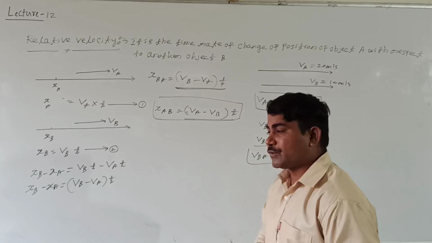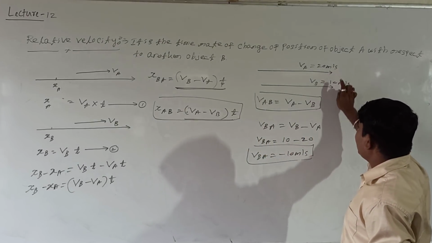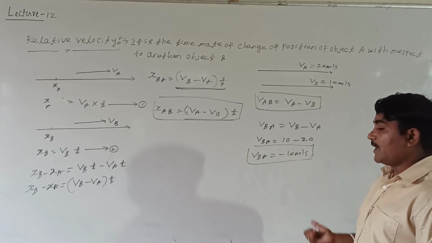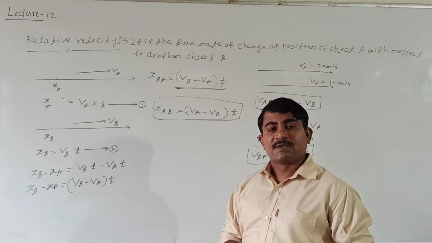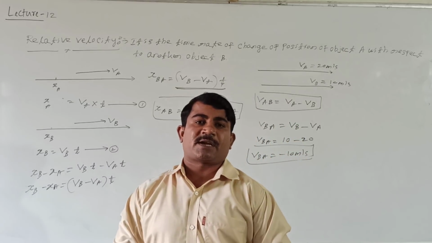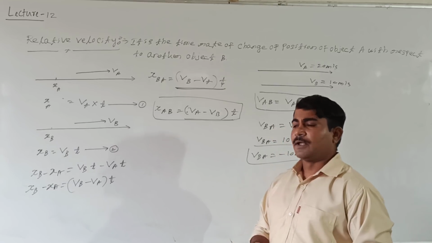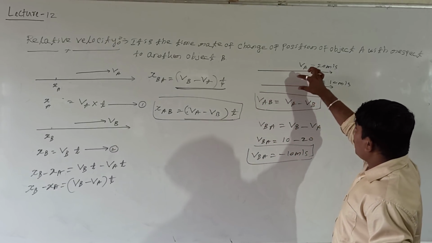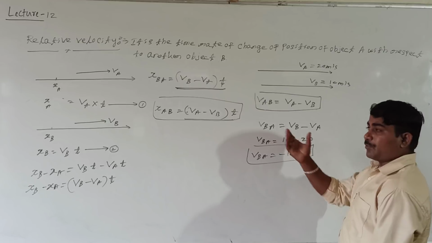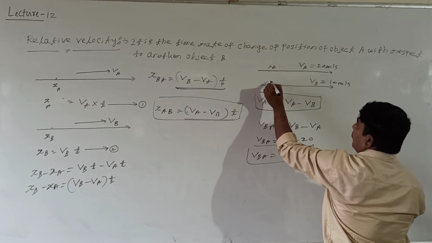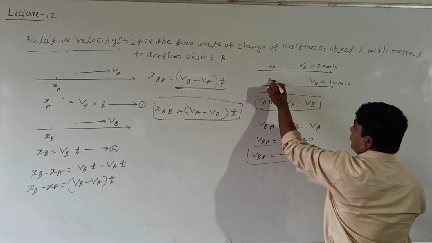Actually, what is the actual velocity? Actual velocity is 10 and 20 meter per second. But in some cases, it may be 10 meter per second, and in some cases, it may be minus 10 meter per second. What you can feel, we are calling relative velocity, right? This is when two bodies are moving in the same direction. Here XA position is there, and this position is XB.